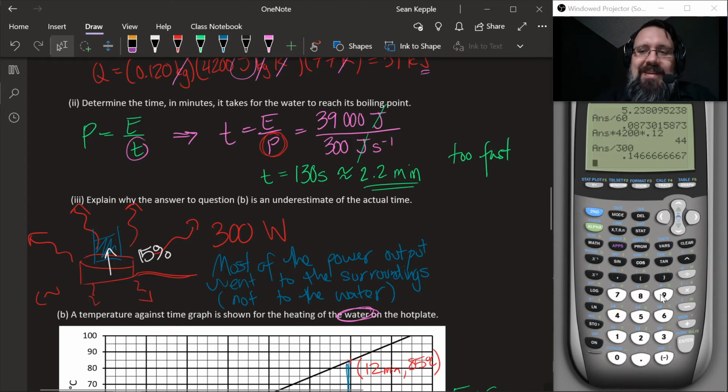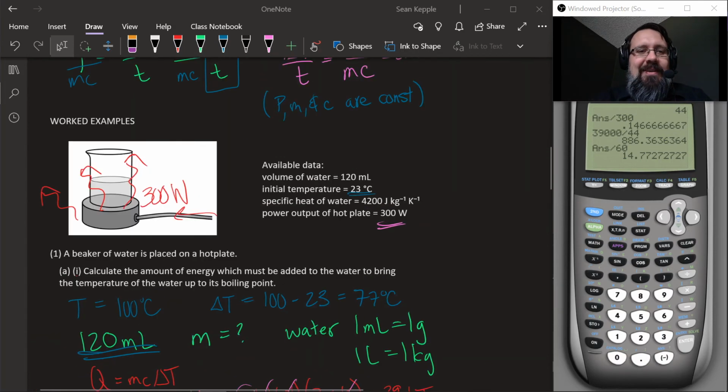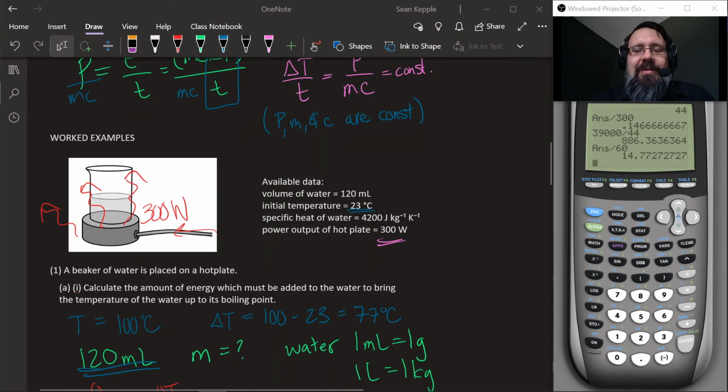So if we actually redid this calculation, so 39,000 divided by the actual 44 watts, you end up getting 886. So if we divide that by 60, that's 15 minutes. Hey, that's what I said it should be. So usually when you have a hot plate like this, this standard style laboratory hot plate, it'll take about 15 minutes to boil a beaker of water.